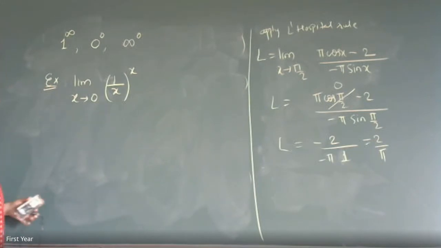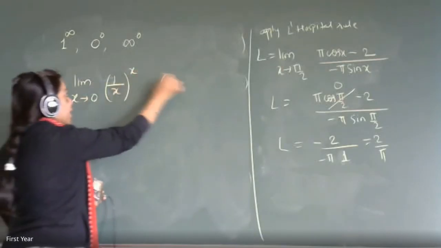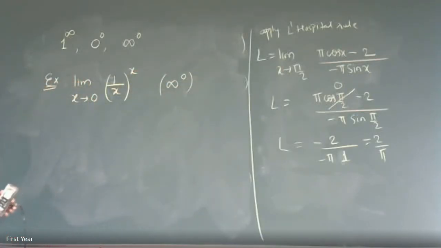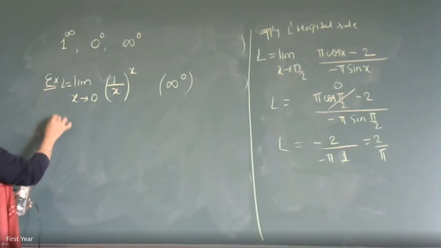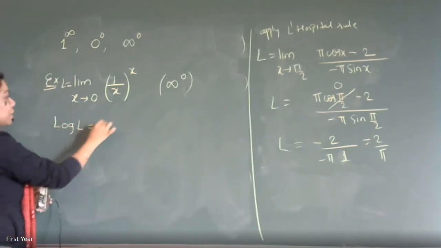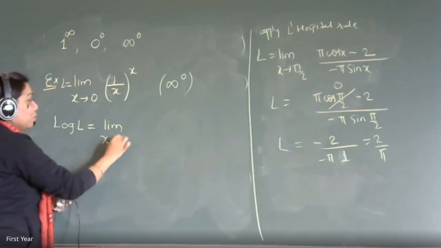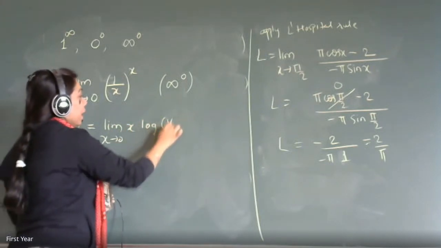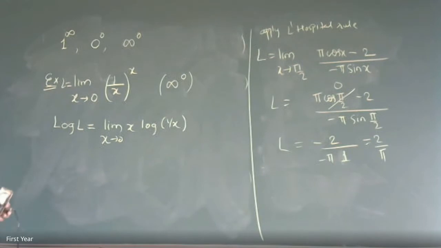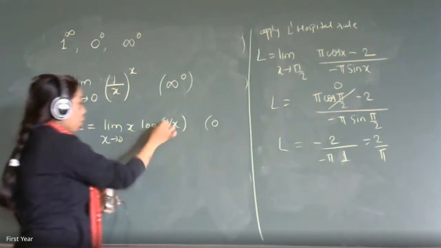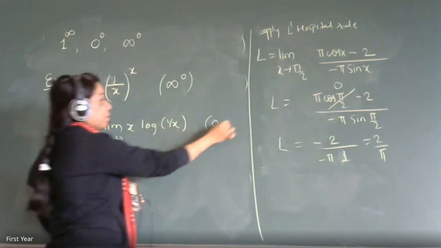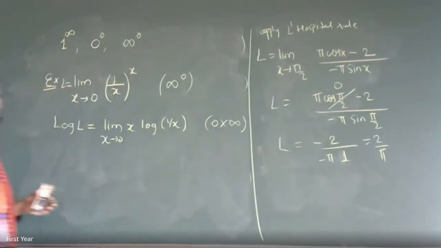So what is the form? Infinity raised to 0, since 1 by 0 is infinity and x is 0. Whenever you have function raised to function, the first step is to apply log on both sides. Log of N is equal to limit as x tends to 0 of x log of 1 by x. Now here it is a product: x is 0 and log of 1 by 0, which is log infinity, is infinity. So this is 0 into infinity form.